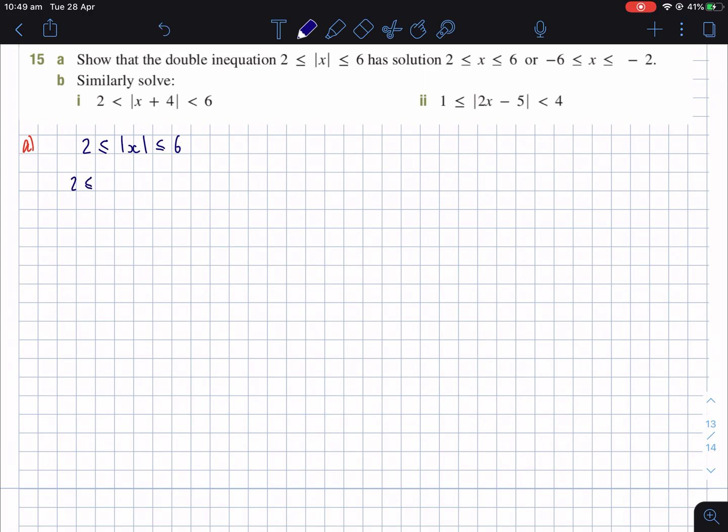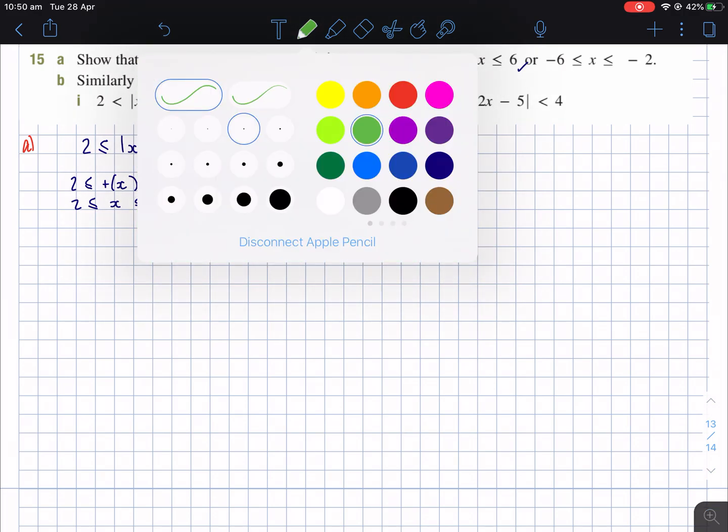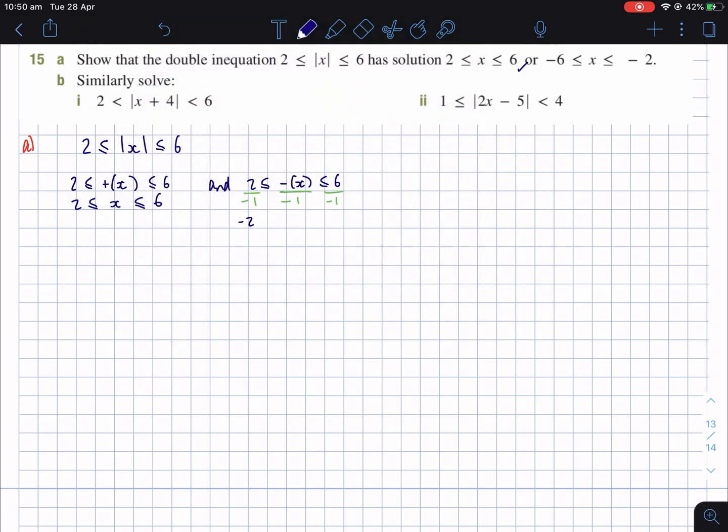So 2 is less than or equal to positive x, which is less than or equal to 6, and 2 is less than or equal to negative x, which is less than or equal to 6. So 2 is less than or equal to x, which is less than or equal to 6. That's that one. I'm going to divide everything by -1, which means this becomes -2, positive x, and -6, and we change the signs, which another way of writing this exact same thing is -6 less than or equal to x less than or equal to -2, because we like the one that's furthest to the left to be furthest to the left. You know what I mean?